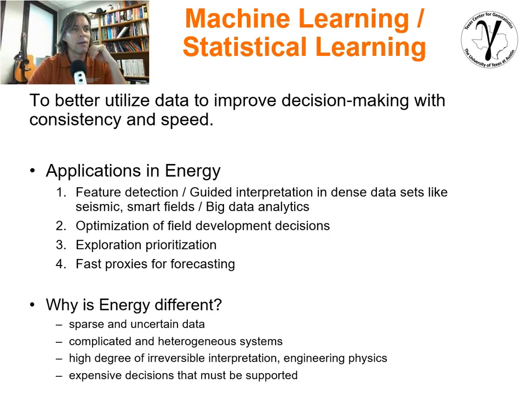So what are we doing? What is machine learning good at? Well, better utilize data to improve decision making with consistency and with speed. So what are the possible applications to energy? Well, feature detection-guided interpretation. When you're working with dense data sets like seismic or smart field information, being able to rapidly find patterns and say, this is where you should look, or this is what we can interpret, this is where you should focus because this is hard, while the rest of it was easy for a machine to do. Something like that can be very useful.